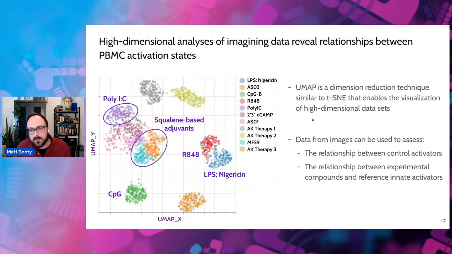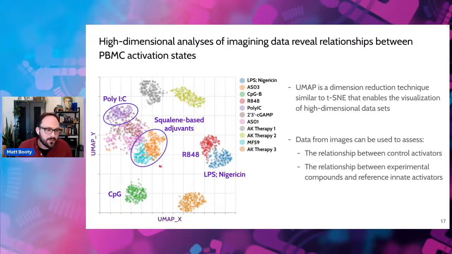This here is a UMAP projection. It's somewhat similar to a t-SNE. So it's just a way of reducing high dimensional data down to 2 axes so that we can visually start to understand how different conditions are related to each other. I'll call your attention again to those squalene-based adjuvants, AS03 and MF59. You can see they're close together in the space, indicating their relationship, but again, quite distinct. The algorithm is able to distinguish them.